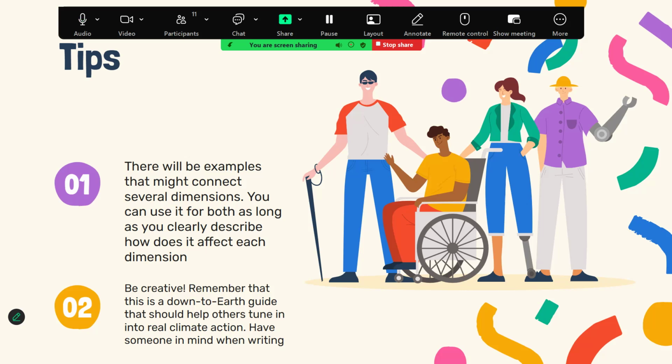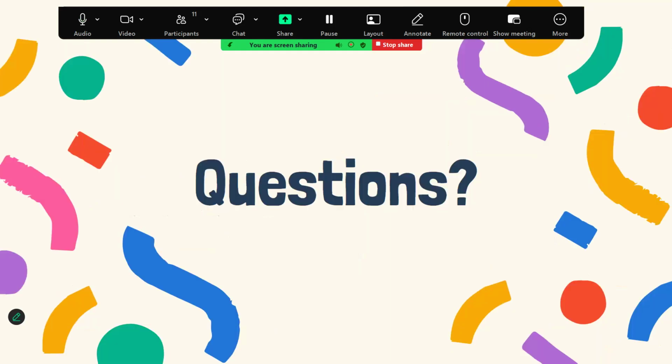And then the last one, try to have fun, try to be creative. This should be like a down-to-earth guide that helps others move into being rather active in their climate action. So as I was saying earlier, have someone in mind when you're writing this manual. And with that class, I end this rather longer session than I intended to have.